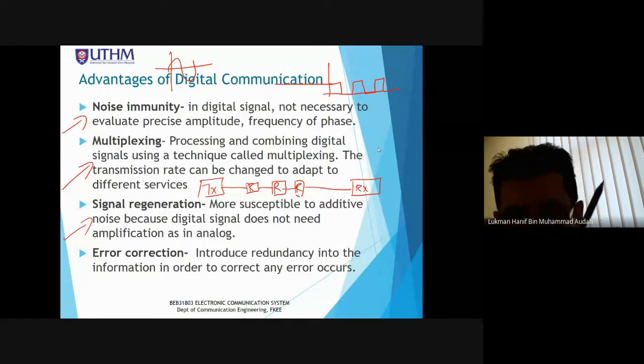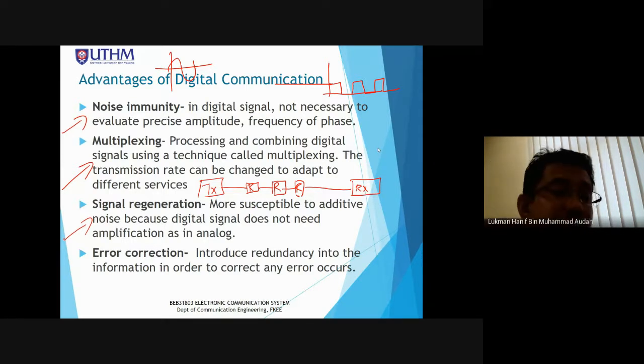Berbeza dengan amplifier yang mana dia cuma amplify the amplitude only, but this one is not. Regenerate again the signal. Dia hidupkan balik signal tu. Bermakna kita boleh hantar pada jarak yang lebih jauh. That's one of the good thing. And then what? Error correction.